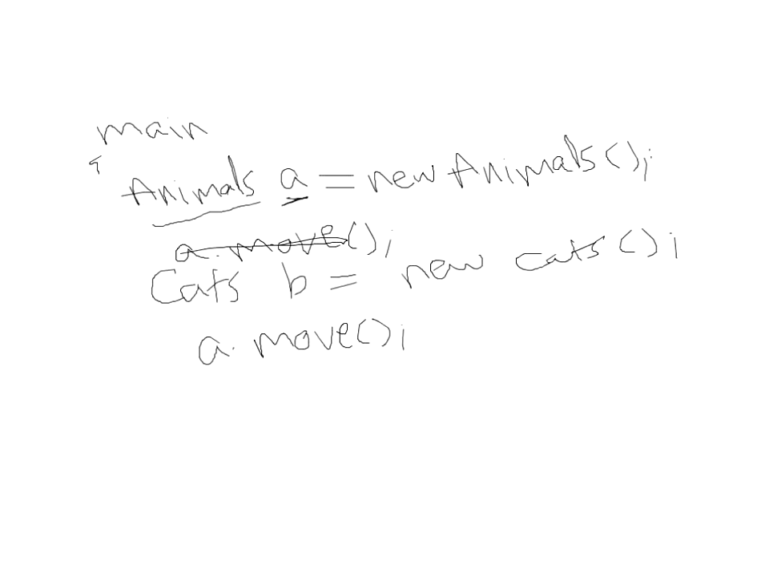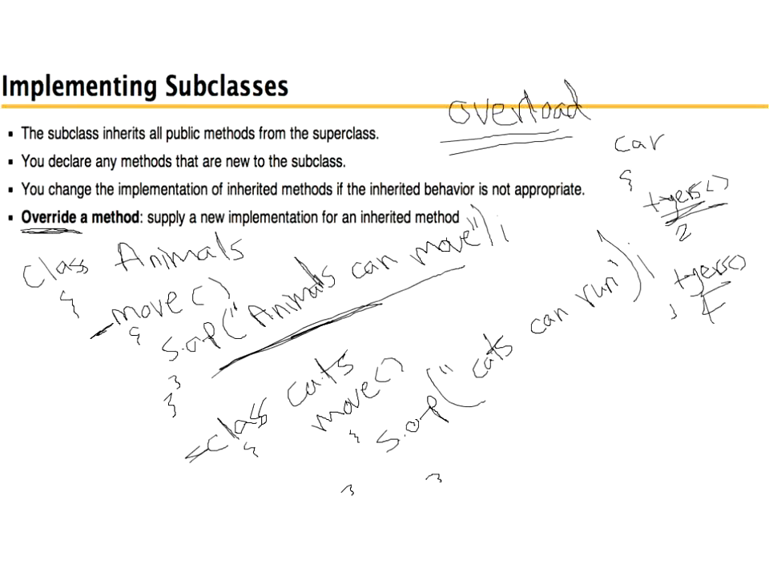No, not cats can run. Look, I've created the object A that belongs to animals. So when I put animal.move, it will simply print this line for me again.